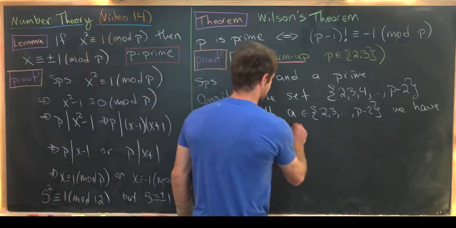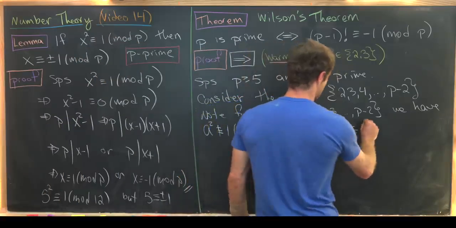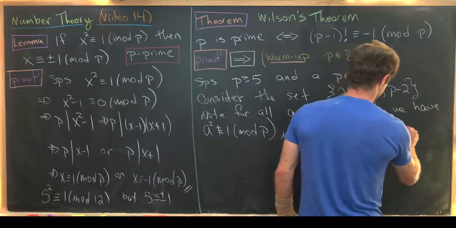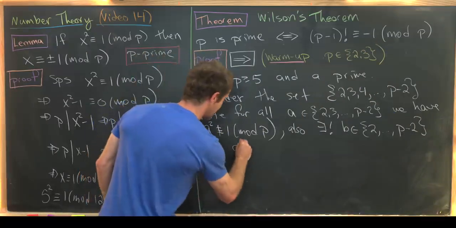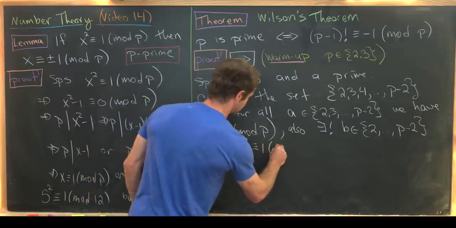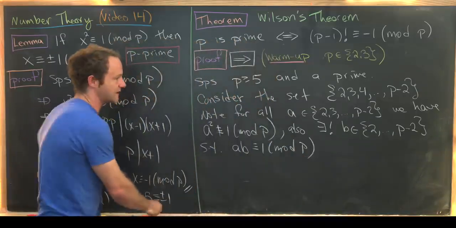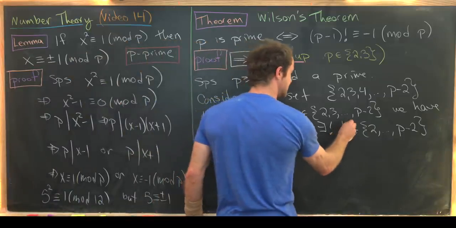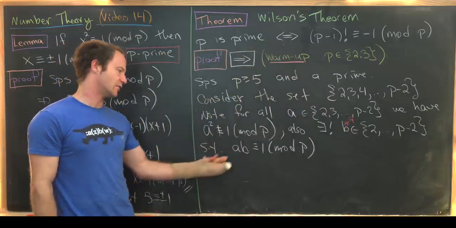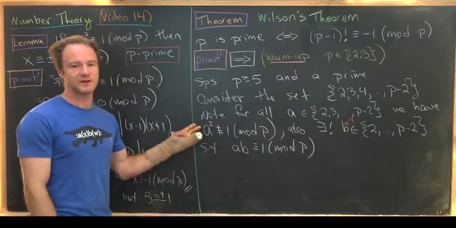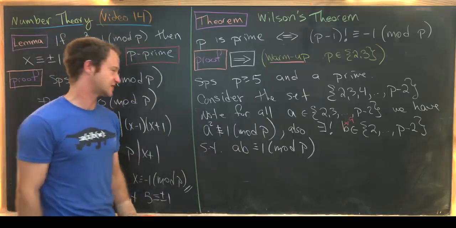We know that inverses mod p are unique by something that we did earlier involving solving linear congruences. So that tells us that there exists a unique element b from the same set such that a times b is congruent to 1 mod p. And to really point this out, we mean that this b is not equal to a, because if it were equal to a, then we would have a squared congruent to 1 mod p, but we just said that we do not have that. Okay, now we're ready to finish this thing off.